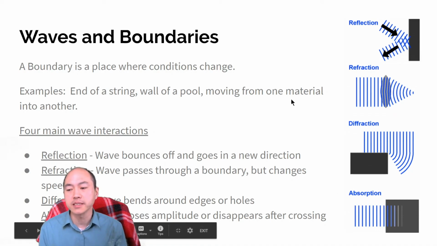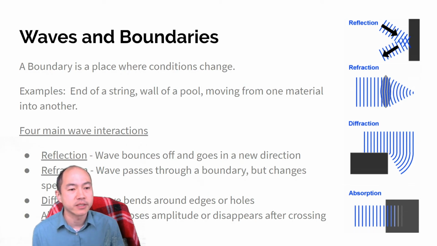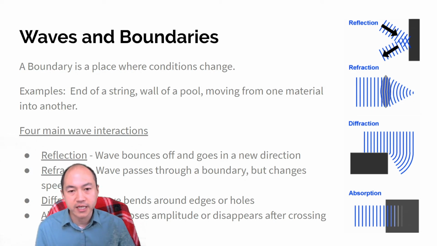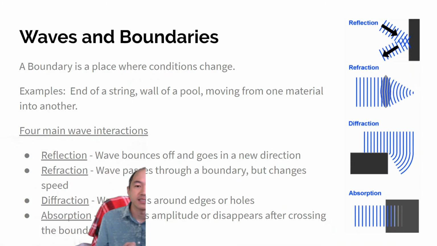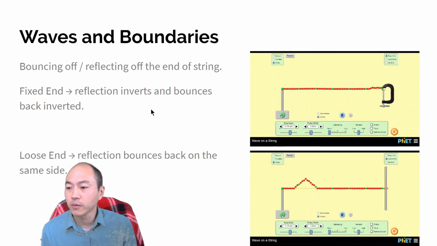And then the last one is absorption. This is basically when a wave travels from one material into another lossy material, and some of that energy is absorbed and dissipates. So those are the four main things: reflection, refraction, diffraction, and absorption. So let's look at what happens here.